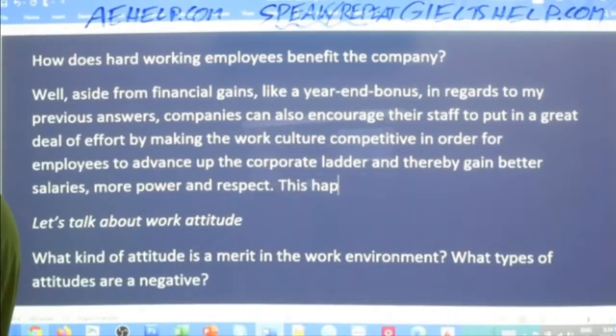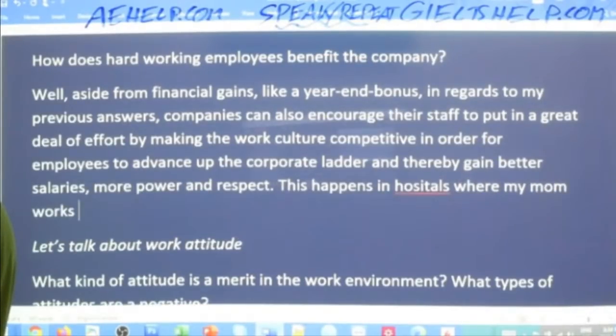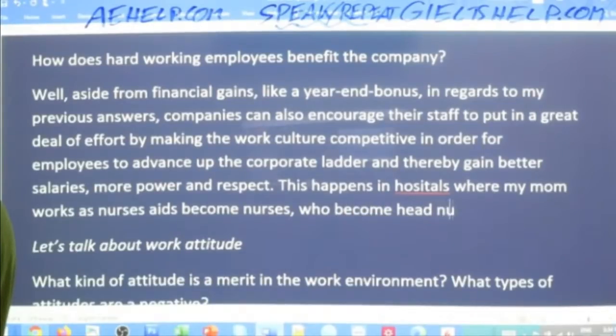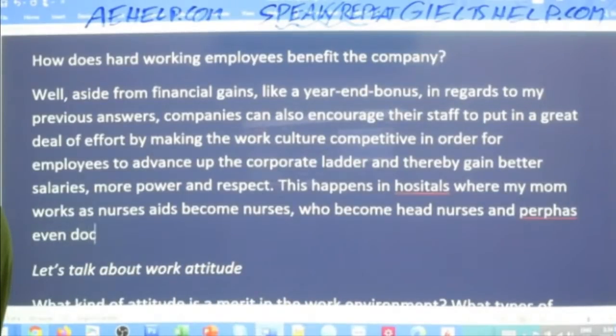This happens in hospitals where my mom works, as nurses' aides become nurses who become head nurses and perhaps even doctors.